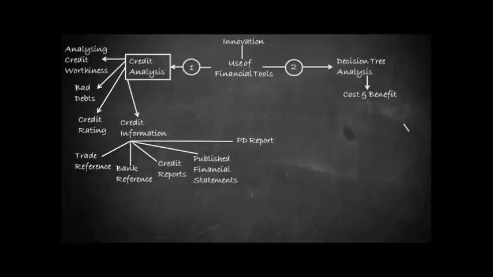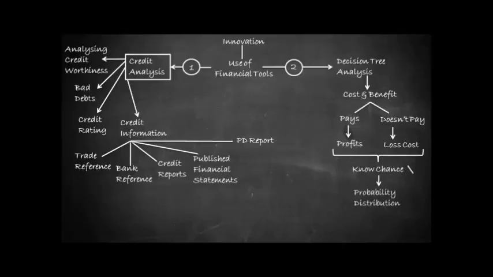See, if a debtor pays you as per time, what you get is profit, and if it doesn't pay, what you are going to lose is your cost, as well as there is going to be an opportunity loss. So we should know the chance of the customer paying and not paying. We should know the chance through probability distribution, so that we'll get to know what is the net benefit of giving credit to a particular customer.